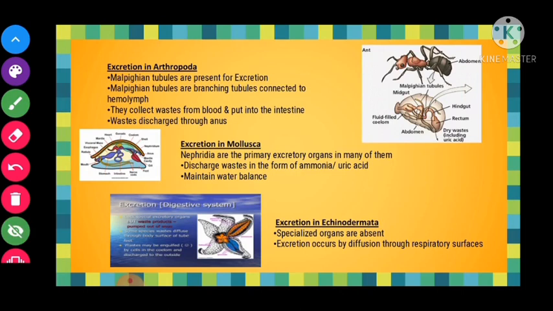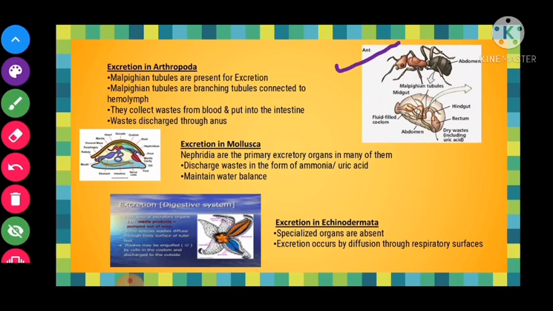Now the next one, excretion in arthropoda. Children, this is the picture of an ant which belongs to the phylum Arthropoda, and the excretory organ is the Malpighian tubule. Malpighian tubules are branching tubules connected to the hemolymph. They collect waste from the blood and put it into the intestine. Waste is discharged through the anus.